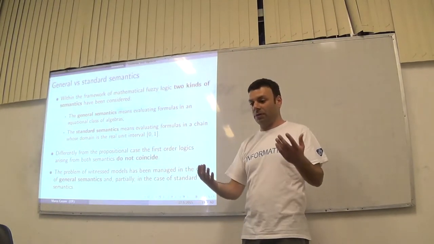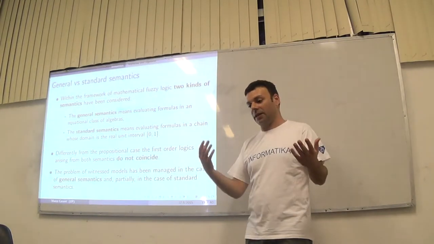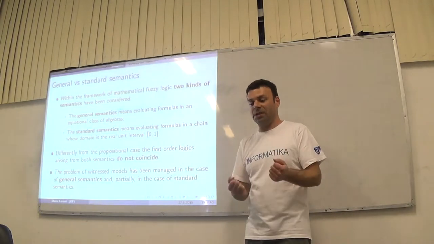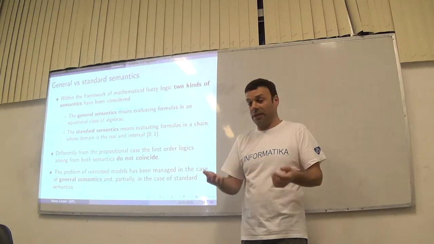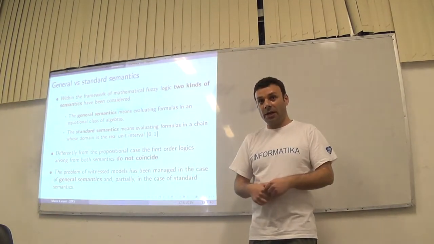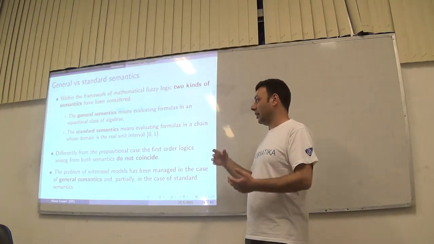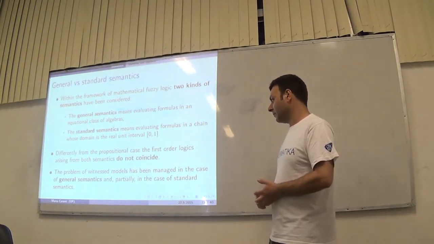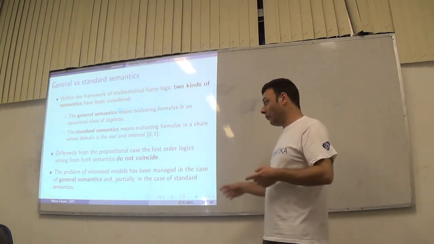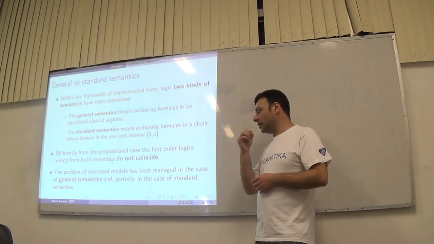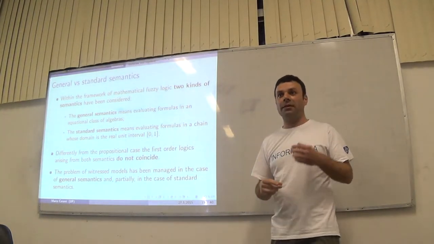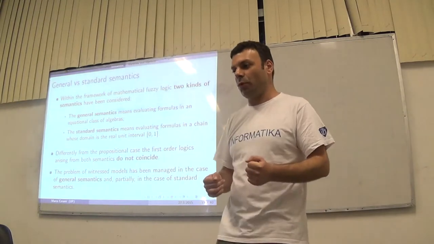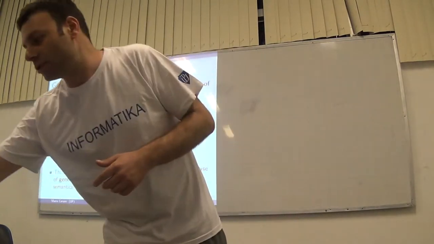So something between, since a logic is decidable if it has an axiomatic and the semantics, since it is not decidable, something should be missing between semantics and axiomatic system. Since we have the semantics, we cannot have an axiomatic system. So first order standard logics are not axiomatizable. The problem of witnessed models has been in general addressed and managed with respect to general semantics, but there are some results that have been obtained with respect to standard semantics in some way, but just short results.